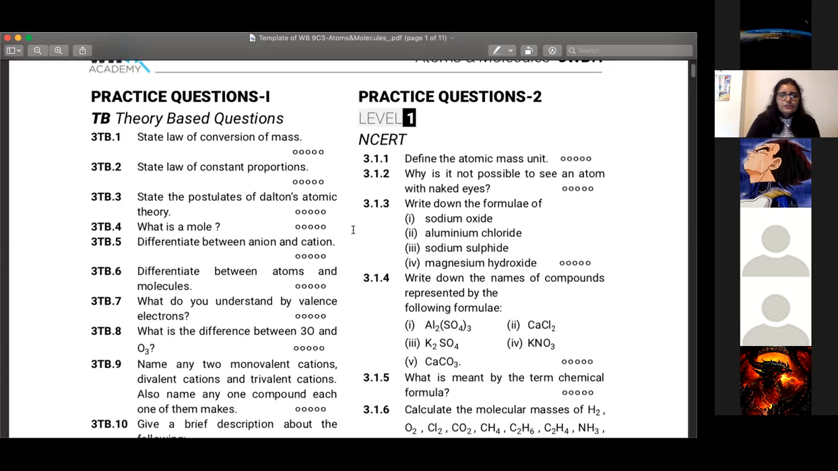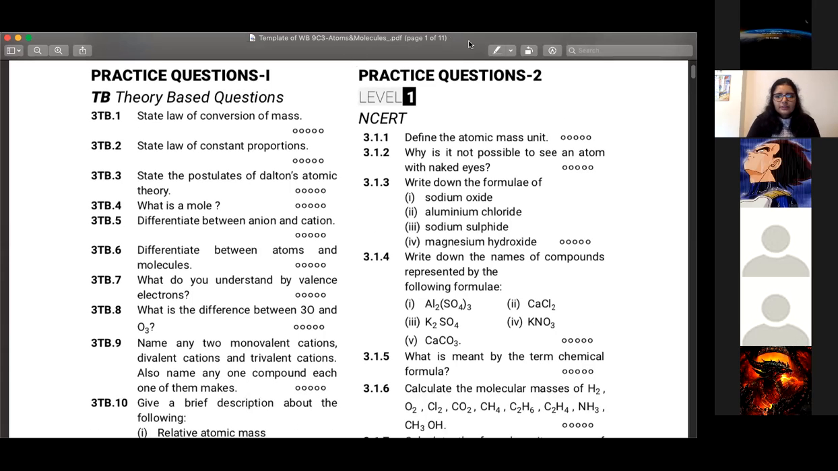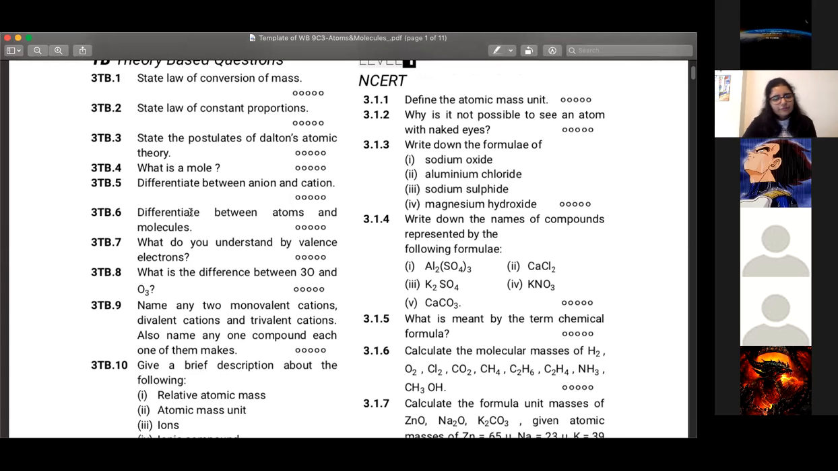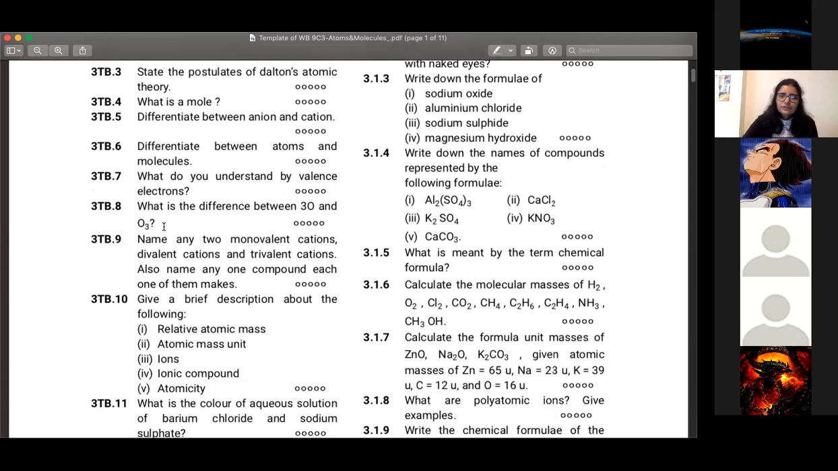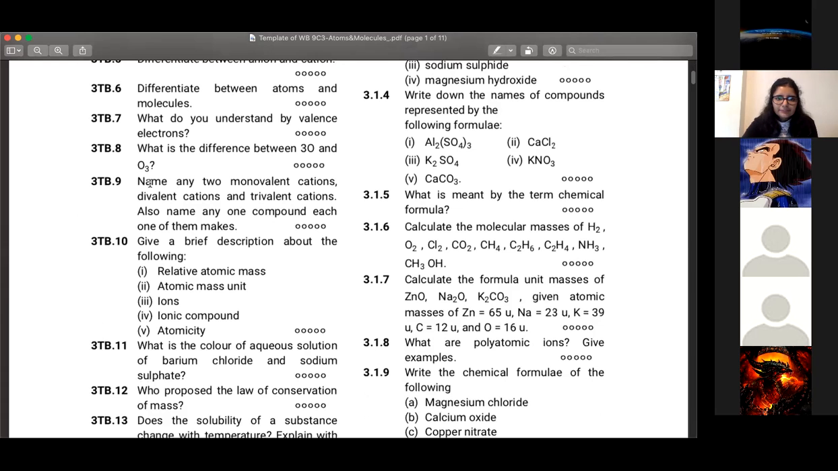Okay, so theory based questions are like this, you're already familiar with. They're direct questions. State the law of conservation of mass. State the law of constant proportions. State the postulates of Dalton's atomic theory. Again, you have written it down, it's a direct thing. Then differentiate between anion, cation, atoms, molecules. All of this.